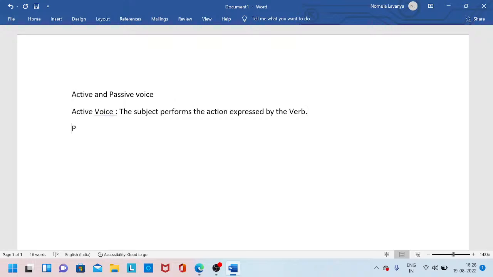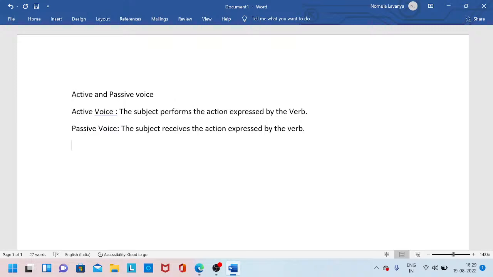So what is passive voice then? The passive voice is where the subject receives the action expressed by the verb. So this is what the passive voice is.